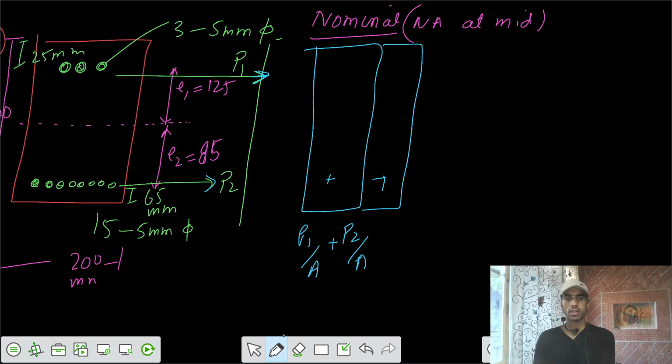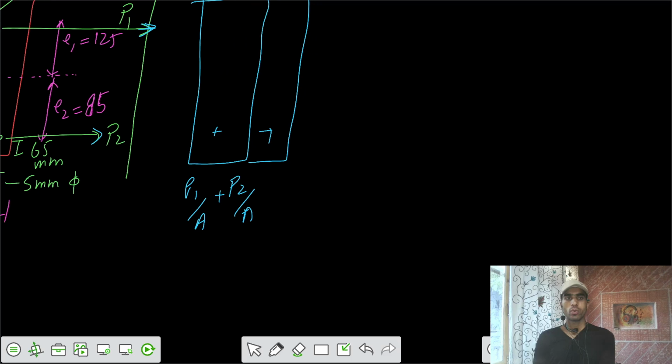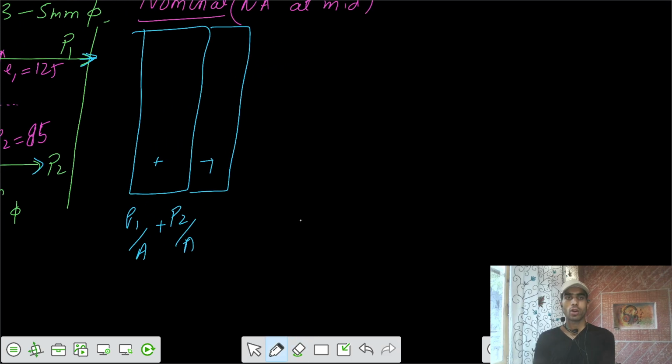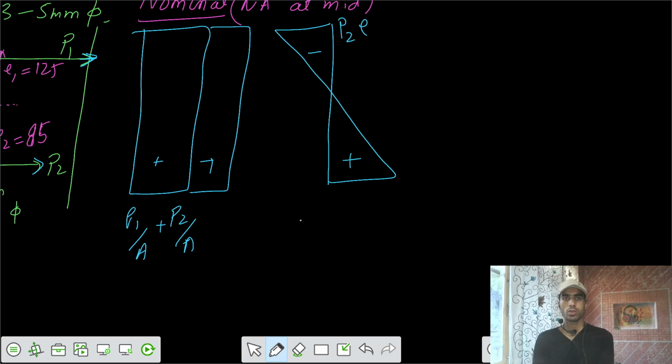And after that we have the effect of P2. P2 has the effect of hogging moment, so the diagram is as in the previous one: hogging, tensile at top, compressive at bottom. So this is contributed by P2 E2 by Z. Because the section is symmetric, we can take the Z value as the same.